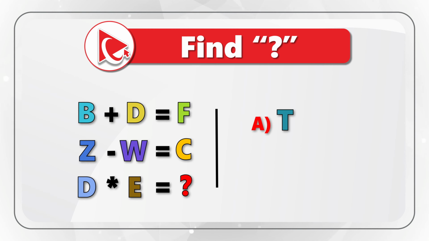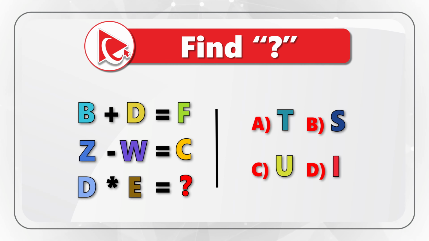Choice A, T. Choice B, S. Choice C, U. And last but not least, choice D, I. Take a close look to see if you can come up with the missing item. I'm going to give you a quick hint here. To solve this challenge, you need to know English alphabet. But it's one of the simplest alphabets available with only 26 letters.